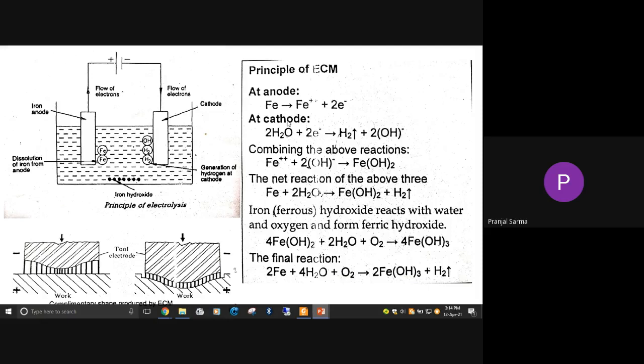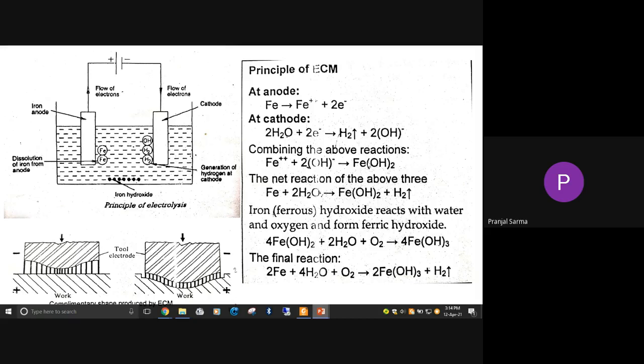If you combine both the reactions, what do you get? Fe2+ plus 2OH- gives rise to Fe(OH)2. And if we consider the net reaction of the above three, Fe plus 2H2O gives rise to Fe(OH)2 plus hydrogen gas.